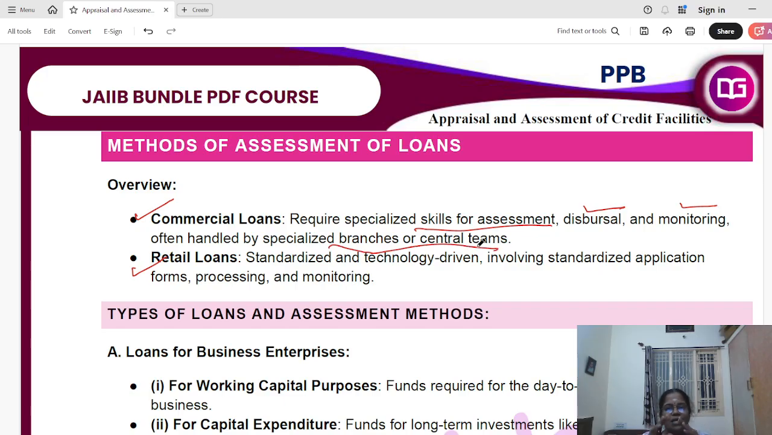They have certain central teams, such as a central team that monitors the loan repaying cycle of that particular borrower, whether they repay the loan promptly or not. If they are not promptly repaying the loan, for what reason they can't repay the loan, that they have to assess. Retail loans: standardized and technology driven, involving standardized application forms, processing and monitoring. So these are all the overview. One is the commercial loans, another one is the retail loan.